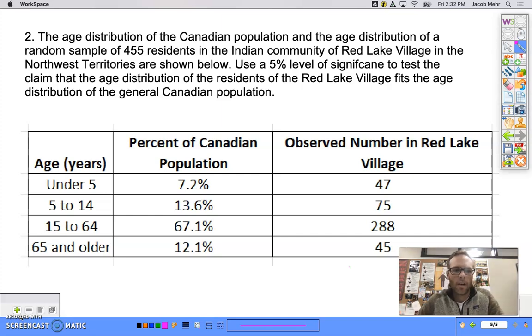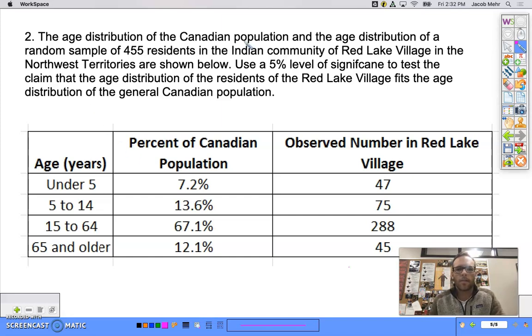All right, hey guys, let's look at another problem here. In the first problem that we looked at with our goodness of fit test, we were testing to see if the color distribution of the M&Ms in the bag were uniformly distributed. Well, let's look at a situation here where we don't expect uniform distribution. So here's the setup for this problem.